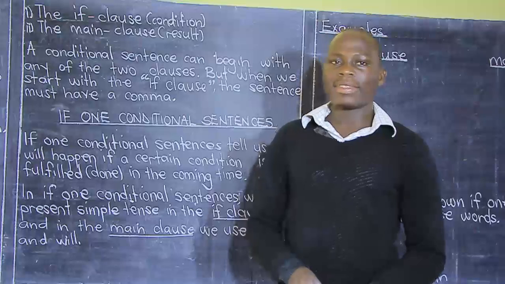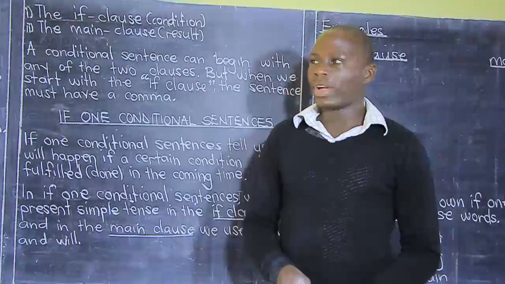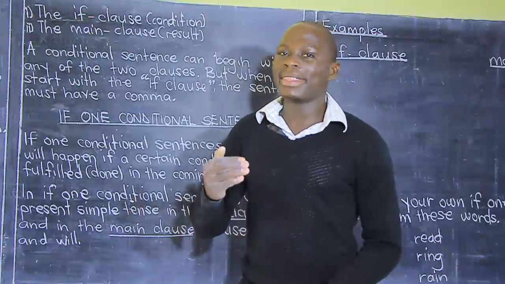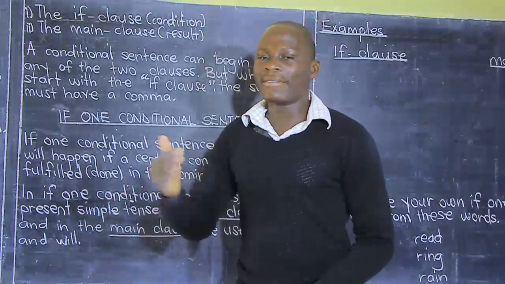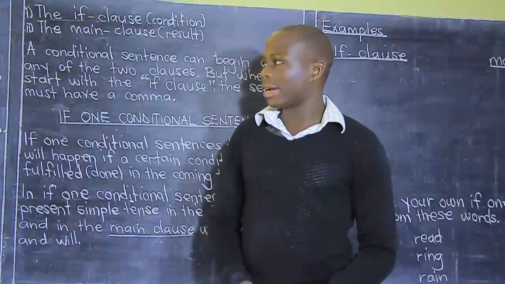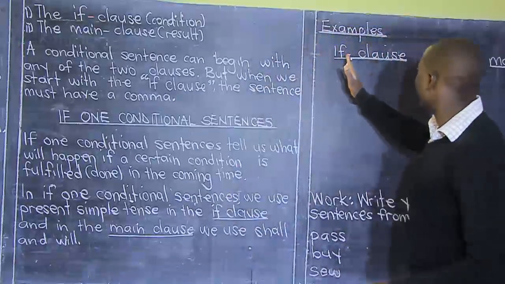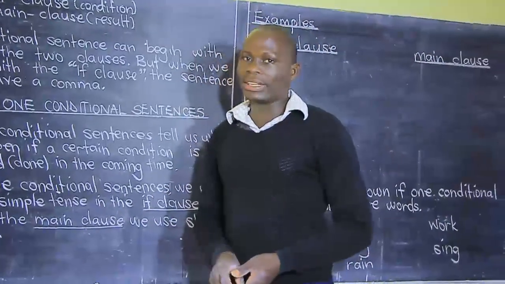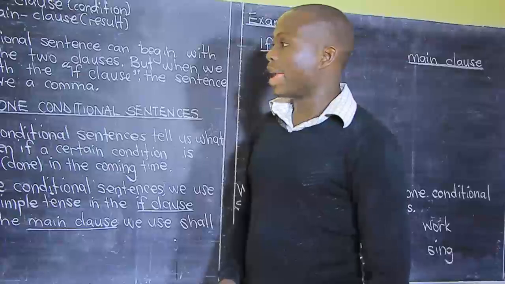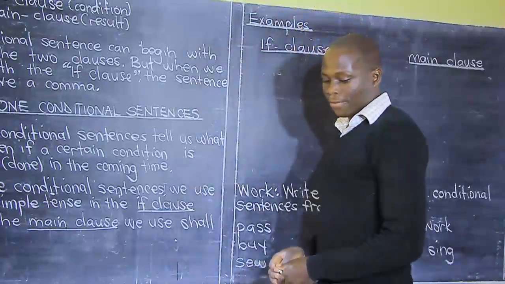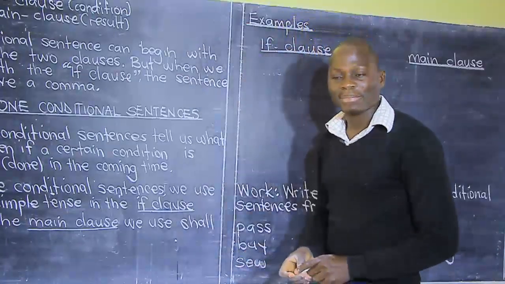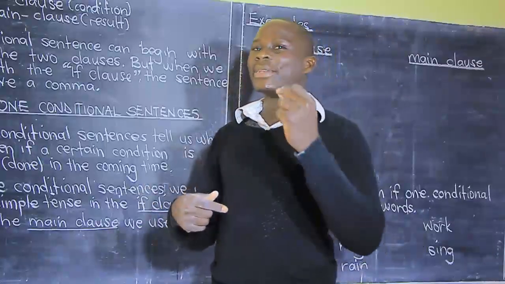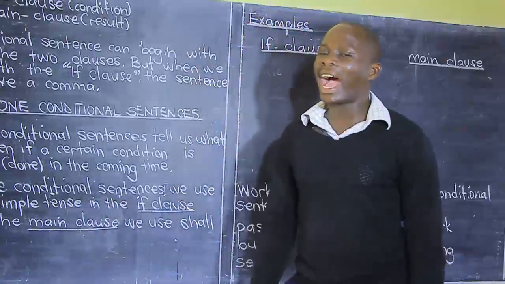Now, let's look at some examples of these sentences which fall under if one, where we are saying something may happen if a certain condition is fulfilled. I've put here the if clause and the main clause. I want to put them in that category so that you get to see them. Now, I have my example here. If we write well, the teacher will appreciate our work.